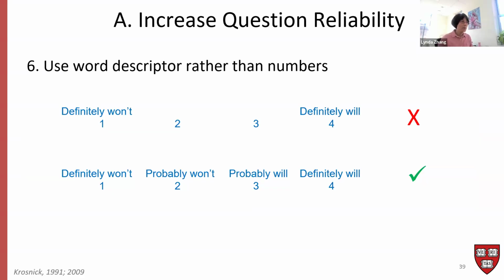The last aspect is about scales. You want to have word descriptors rather than numbers. You want to label each number in order for everyone to have a consistent understanding of each number. Otherwise, everyone will have a different interpretation of the number 2 or 3, especially if you have a scale of 1 to 7 or more.